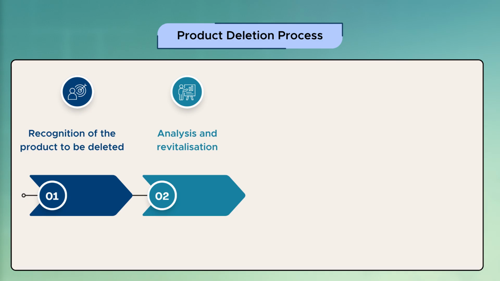The next stage is analysis and revitalization. In this stage, typically the question is, can you restore the product? Can the problems be resolved? Can I make it viable again, right? So basically your quality process or product improvement comes into the picture.